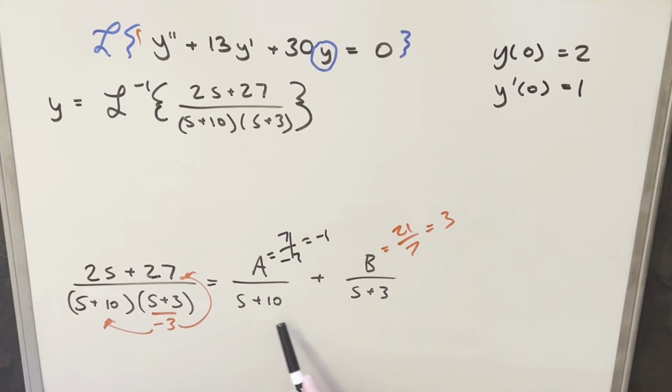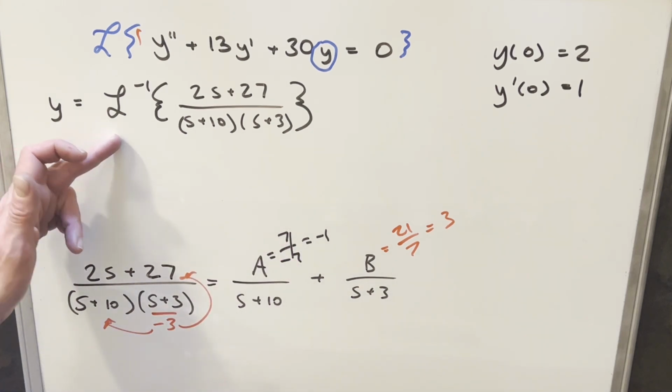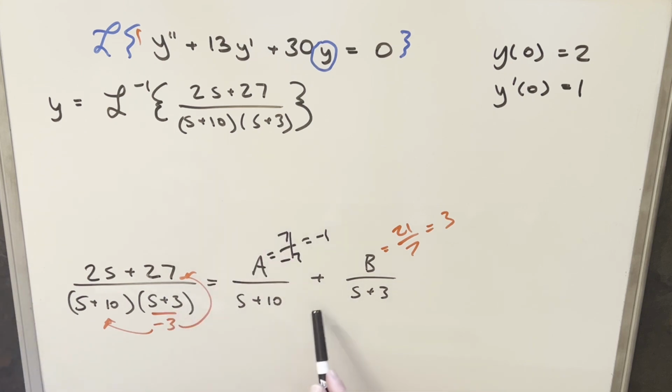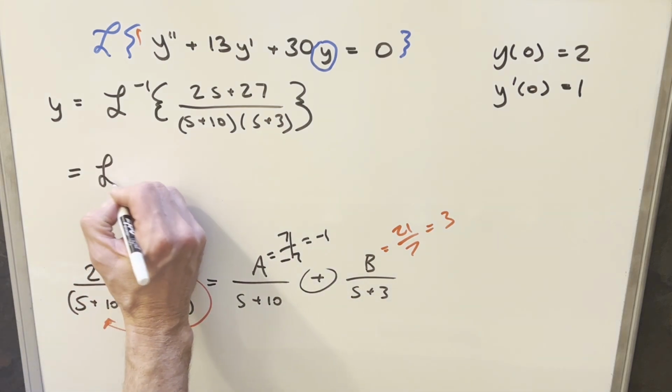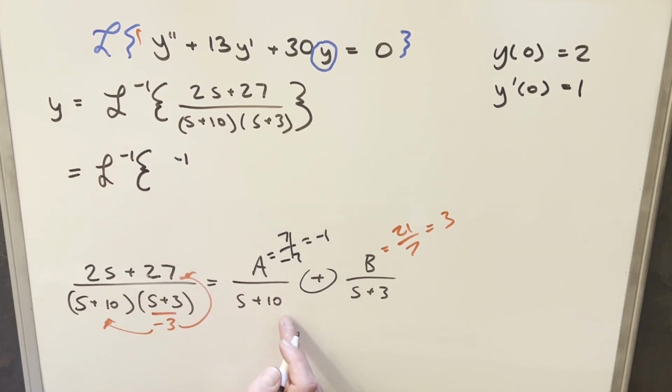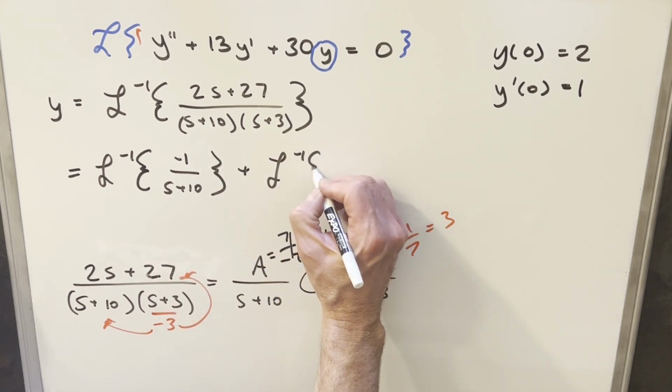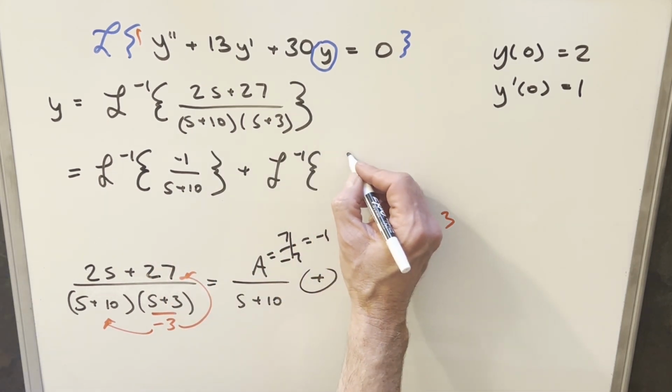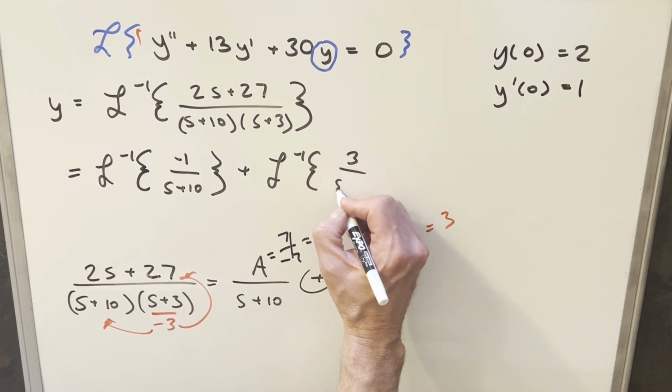So now with what we have here, I can take this and plug it back into our Laplace inverse. And we can actually split it up because we have the plus sign between these. So now we can split this up into 2 inverses. So the first one, I'll use my a value here. So I'm going to write this as minus 1 over s plus 10. And then for the second one, we're just going to have this b value, which is 3, and it's going to be over s plus 3.